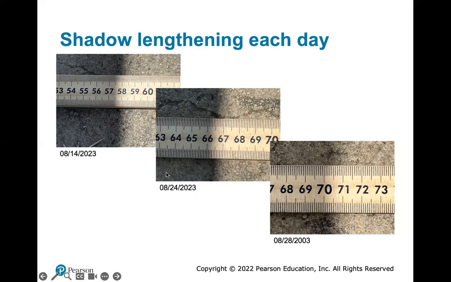Here's 3 examples. I just put a meter stick in front of the box, and on August 14th, it was at like 57.5 centimeters. On August 24th, it was 66.3. I'm going to call it. It's a little fuzzy where the shadow actually is casting, and on 8/28, which happened to be today, it was right at 70 centimeters. So you can see how the shadow has been lengthening over time.